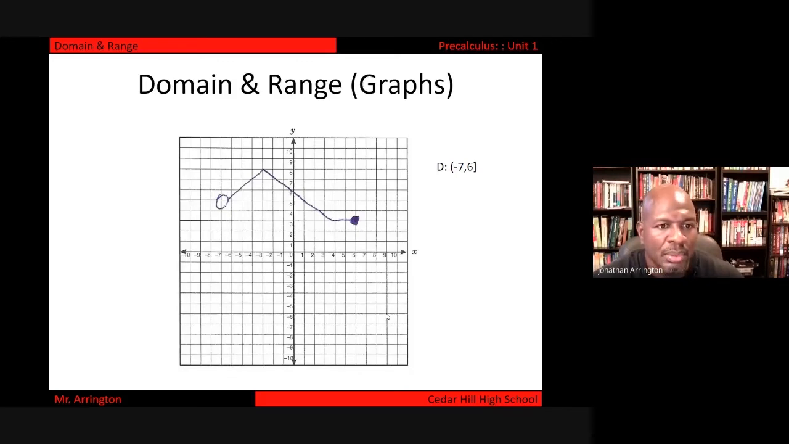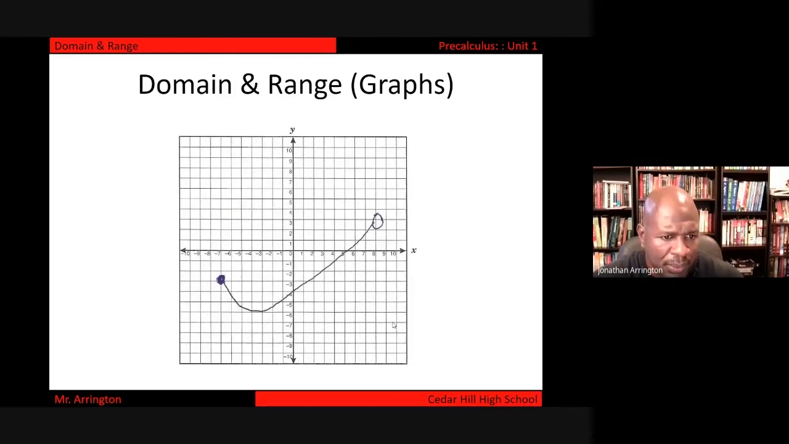Next example, -7 to 8, bracket on -7, parentheses on 8. That's how that one looks. Let's look at our next one.